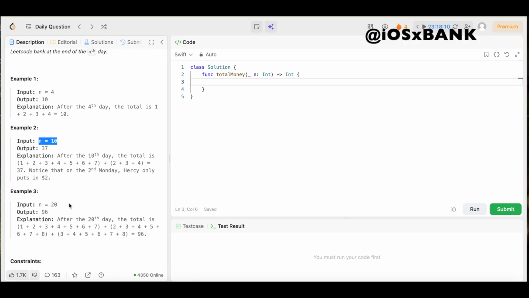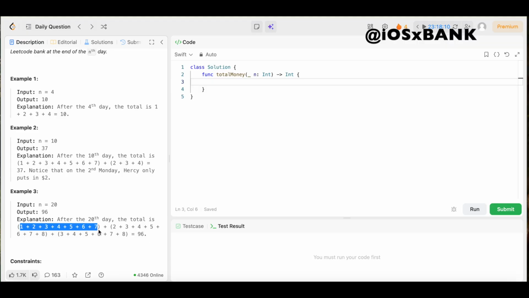So let's take a look at example 3, where the integer n is a little bit larger. We almost make it to 3 weeks. We're just a day short. Let's get into it. So in example 3, we have the input n equals 20 this time, meaning how much money will Hersey have after 20 days, and the output is 96. It says after the 20th day, the total is, so same thing.